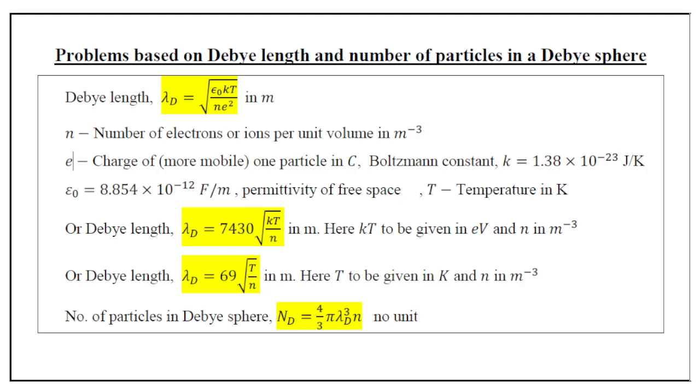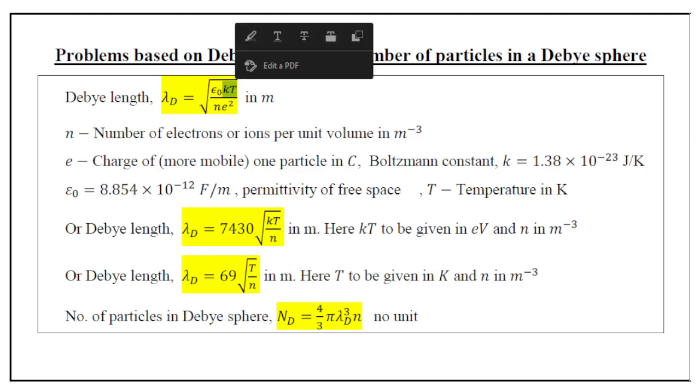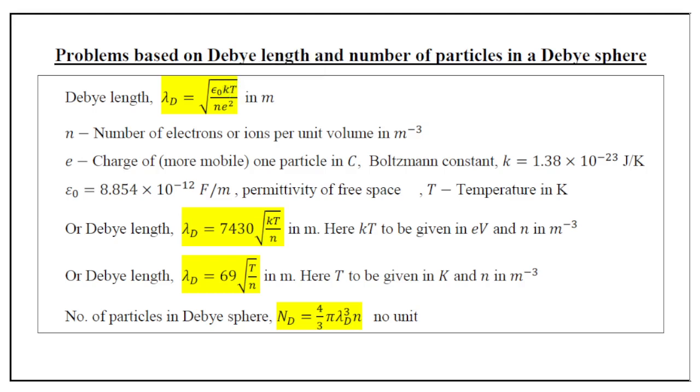If we substitute the value of epsilon 0, e taking as the charge of 1 unit, that is 1 electron volt, we get the value of lambda d, and kT is substituted in electron volt. Then by using another e from that conversion, we will get a result like this, 7430 root of kT by n in meter. For obtaining the result in meter, kT is to be given in electron volt. That is the important point. If you are using this formula, you have to give kT in electron volt and n in per meter cube.